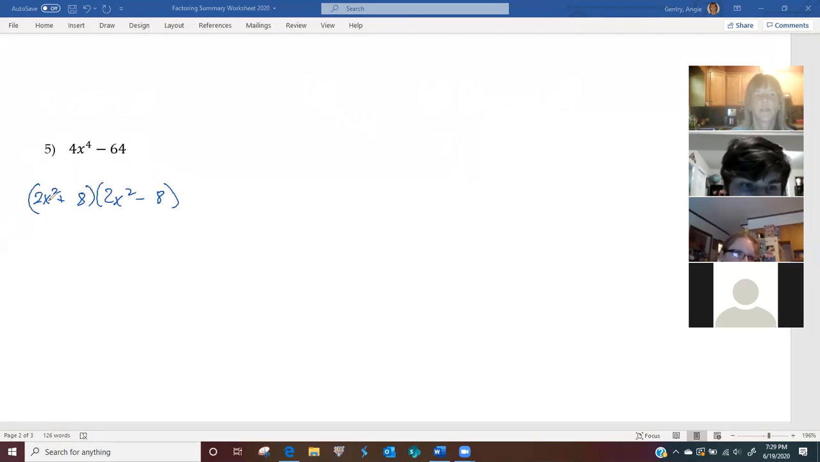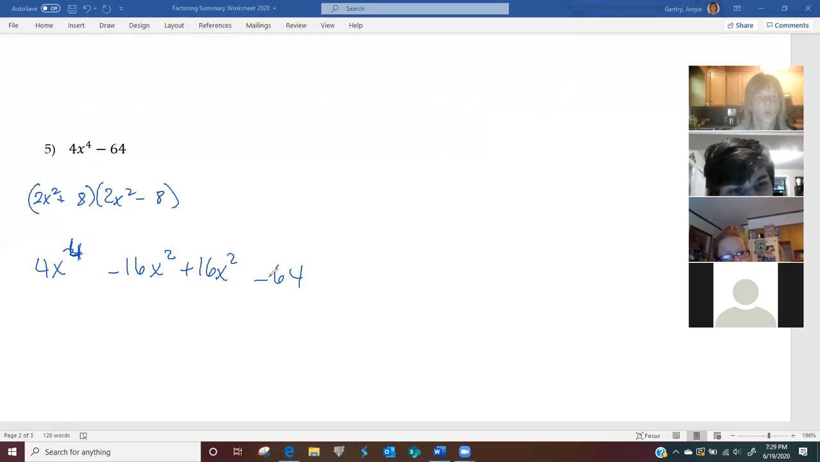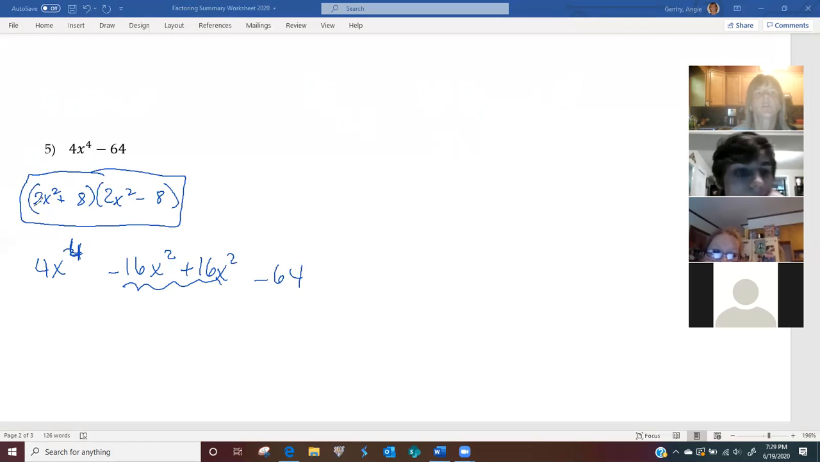And then when you FOIL it, you're going to have a 4x squared minus 16x squared, or 4x to the 4th, sorry, that's my fault. And then plus a 16x squared, and then a minus 64, and then you combine these and they disappear, and then you argue with me, why is this incorrect? This is not correct. Why is it not correct? Because you see how the 2 and the 8 have something in common?